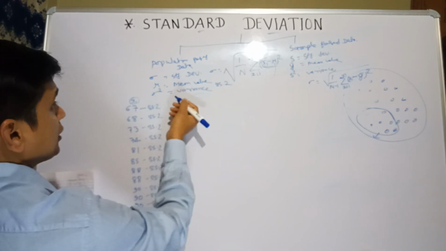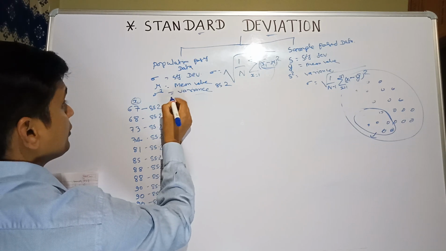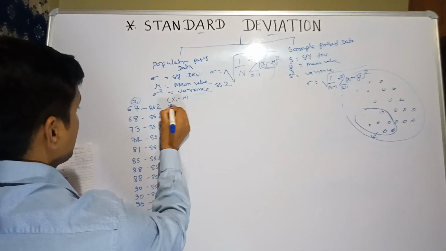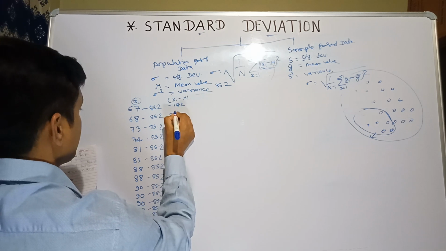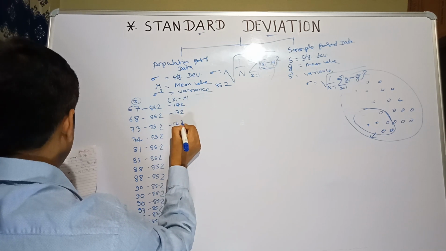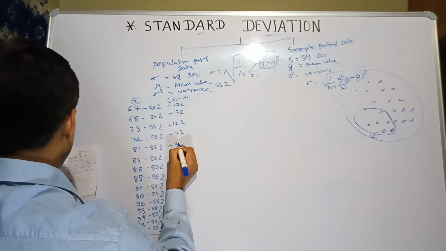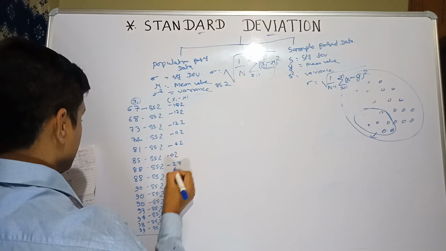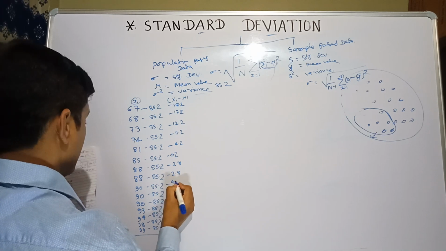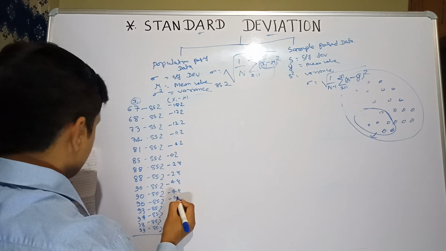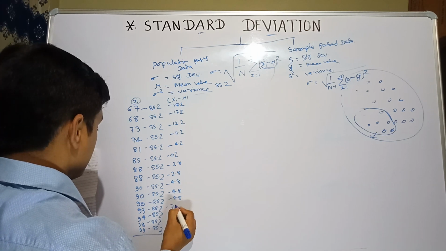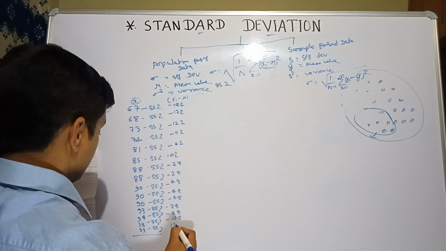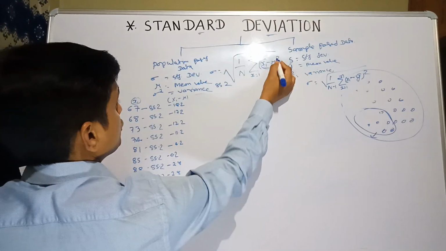After subtraction, we got the values xi minus mu, that is equal to minus 18.2, minus 17.2, minus 12.2, minus 11.2, minus 4.2, and minus 0.2, and 2.8, and then 4.8, and then 7.8, and 8.8, then 12.8, and finally 13.8. So that is the subtraction. Now you have to square all the values.